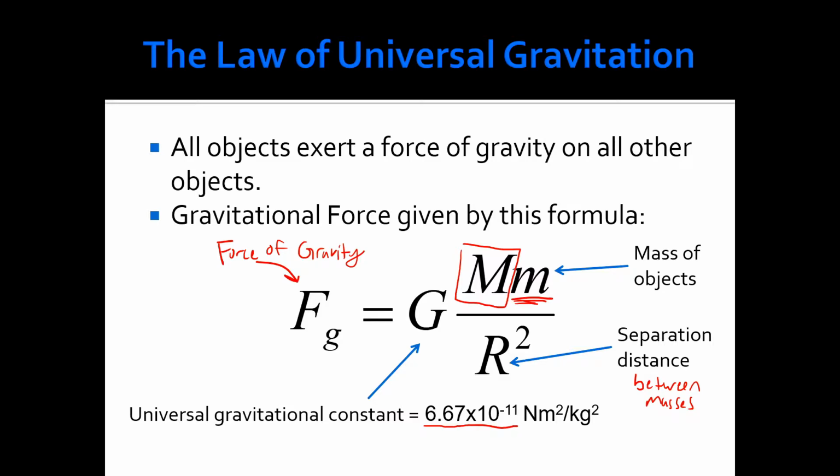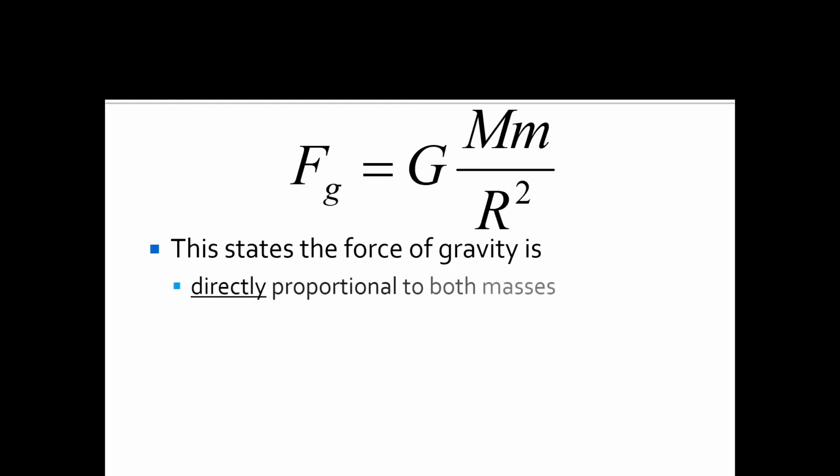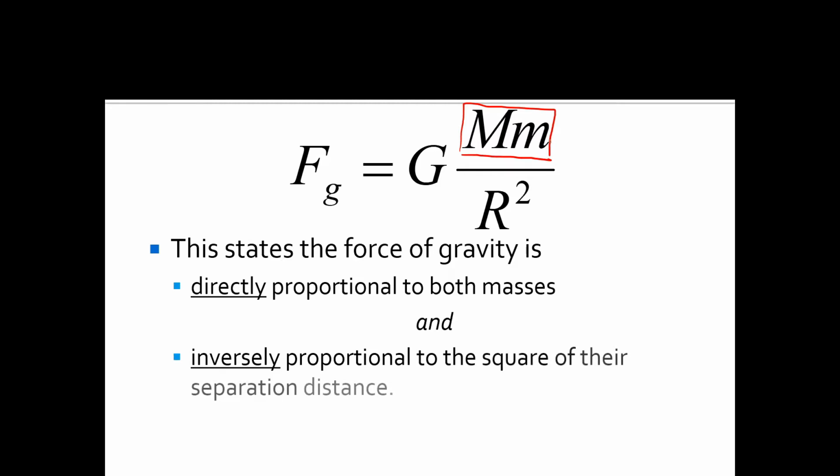Now, there are some really neat aspects to this particular formula. Here's the formula again, and using mathematical proportions, it shows that the force of gravity is directly proportional to both masses, because they're in the numerator here. So the force of gravity is directly proportional to the mass of the objects, and it's inversely proportional to the square of their separation distance.